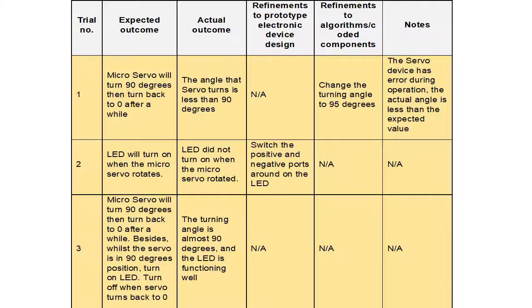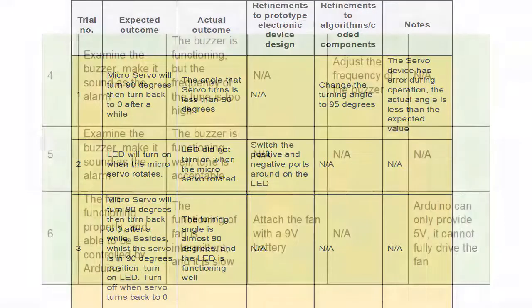The main issue found during testing is that the expected outcome is the microservo will turn 90 degrees, then turn back to 0 degrees afterwards. But the actual outcome is that the angle the servo turns is less than 90 degrees. So the refinement is to change the turning angle to 95 degrees because the servo device has an error during the operation. The actual angle is less than the expected value.